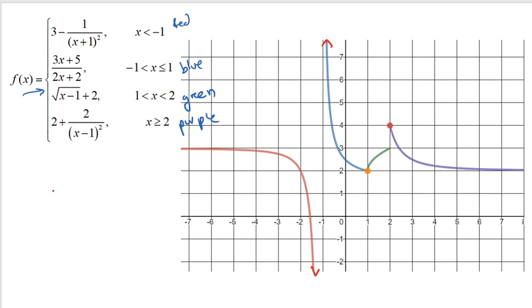But check this out. I'm actually not even allowed to plug -1 into this function. It's not even possible because the first piece says if x is less than -1. The second piece says if x is between -1 and 1 or equal to 1. So there's no or equal to sign right here. So I'm not even allowed to plug -1 in, even if I wanted to. Not allowed. Can't do it.